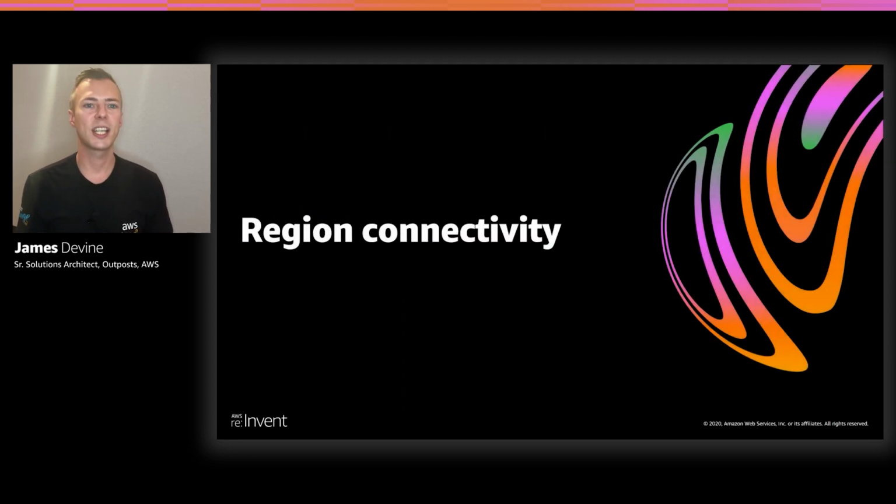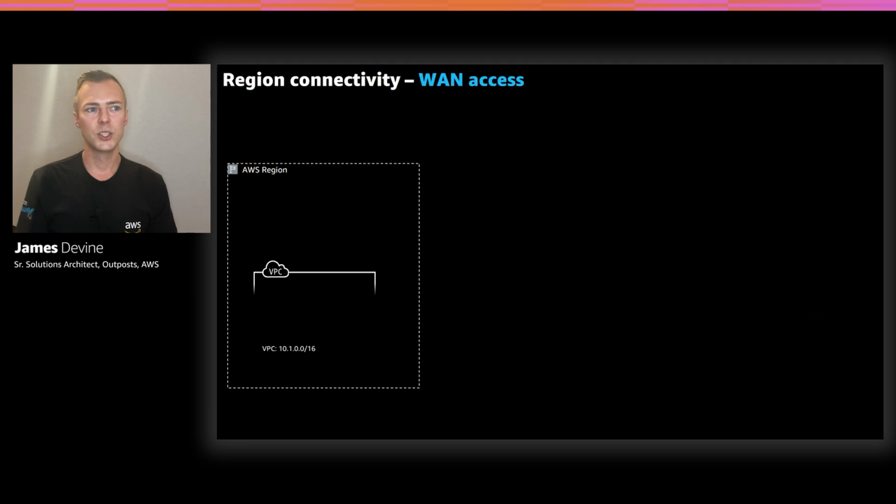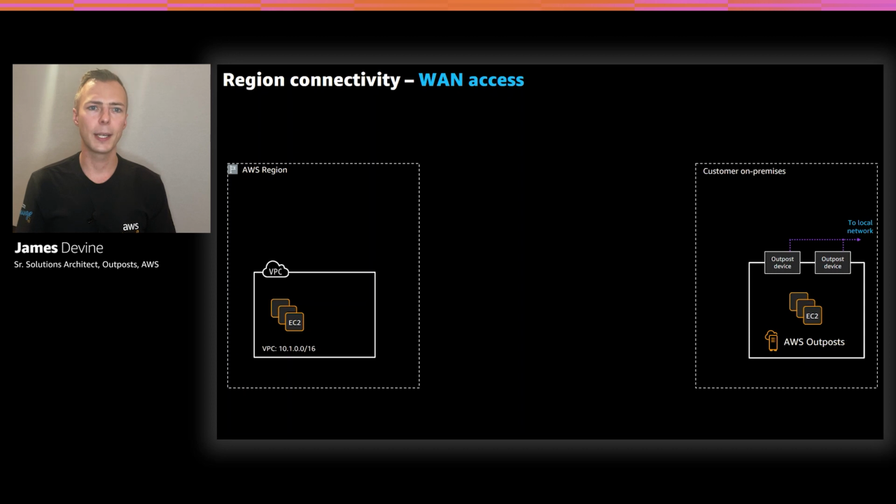Now let's talk about what our connectivity back to the region looks like, our control plane traffic to manage the AWS Outpost rack. This is predominantly done through WAN connectivity. So if we build out our region, we have our VPC with our EC2 instances. And then in our on-premise location, we have an AWS Outposts with EC2 instances and our 2 Outpost networking devices. And these can communicate out to our local network or anywhere else, be it the internet or a default route.